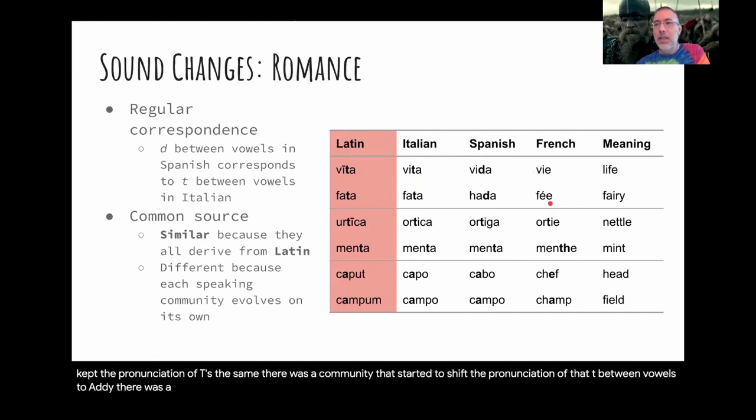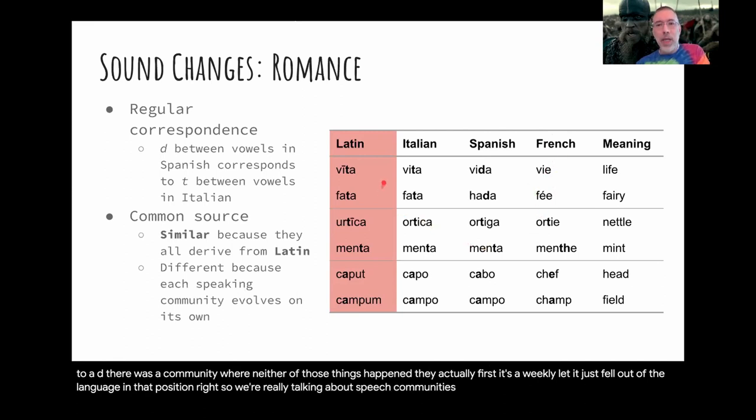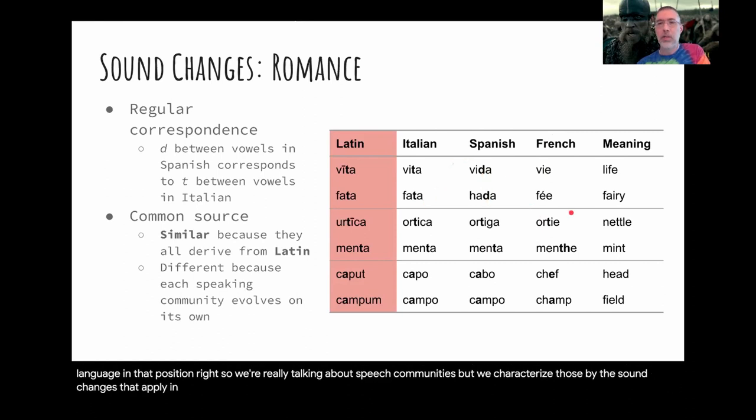There was a community where neither of those things happened. They actually pronounced it so weakly that it just fell out of the language in that position, right? So we're really talking about speech communities, but we characterize those by the sound changes that apply in those specific communities.